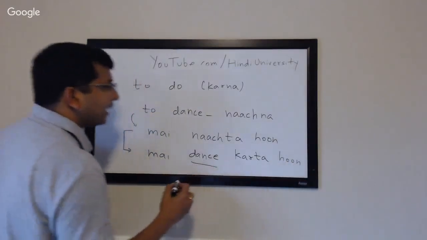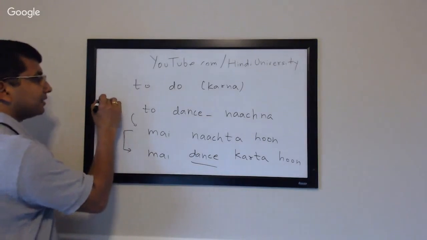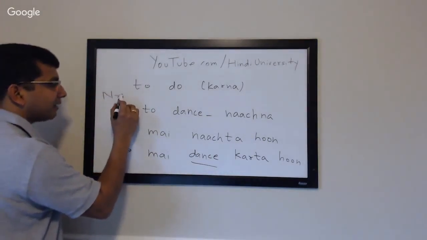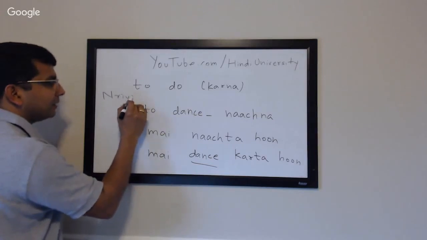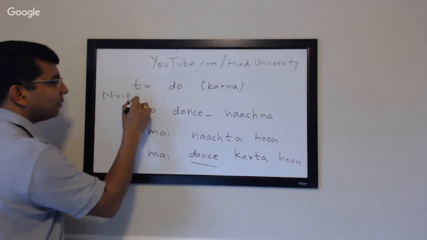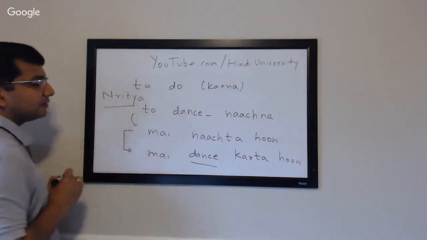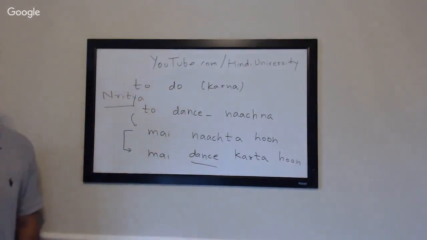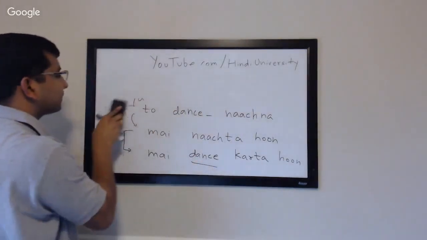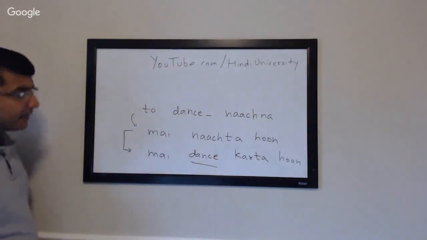Or the other word for dance is nritya. It's a little bit difficult, but bear with me. Nritya. नृत्य. मैं नृत्य करता हूँ और मैं नृत्य करती हूँ. It's a Hindi word, okay? So let me remove this and it'll be easier for you to see. So you can say that as well.